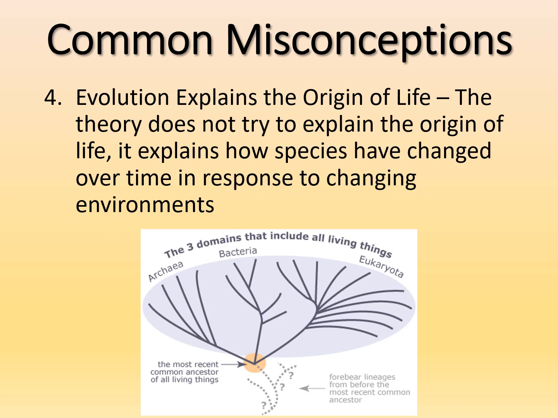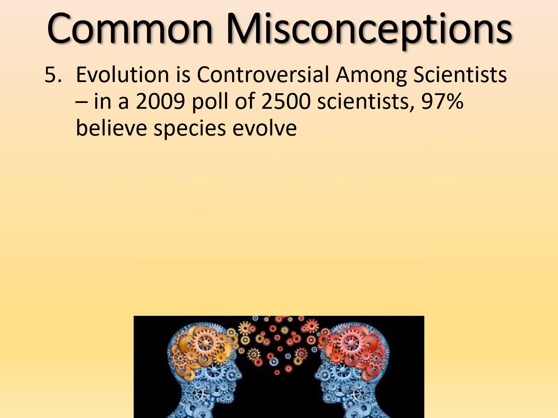So the other common misconception is that evolution explains the origin of life. The theory does not try to explain the origin of life. It explains how species have changed over time in response to their changing environment. Okay, so we know that all life probably has a common ancestor, but that doesn't mean we know where that common ancestor came from, right? So that is a common misconception as well.